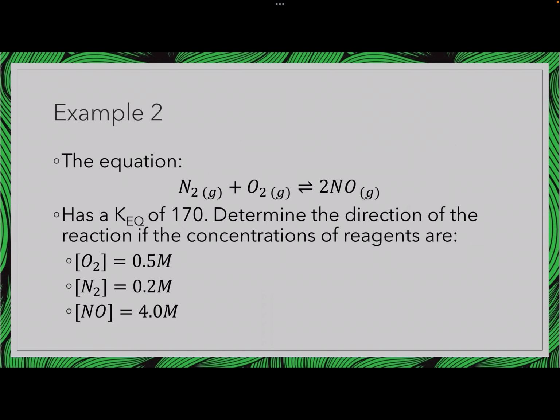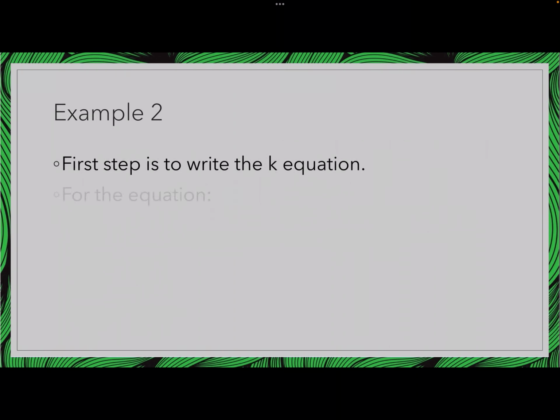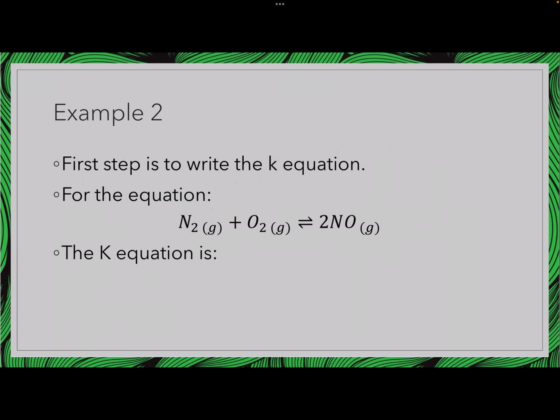Now, next example. Good old nitrogen plus oxygen gives us 2NO. It has a KEQ of 170. Determine the direction of the reaction if the concentrations of the reagents are 0.5, 0.2, and 4. Again, first thing we do, for our equation, we write the K expression. So KEQ is NO squared over N2 times O2.